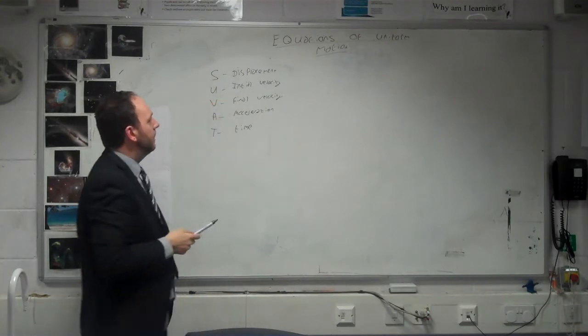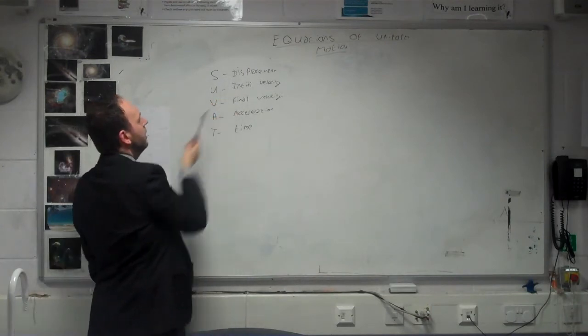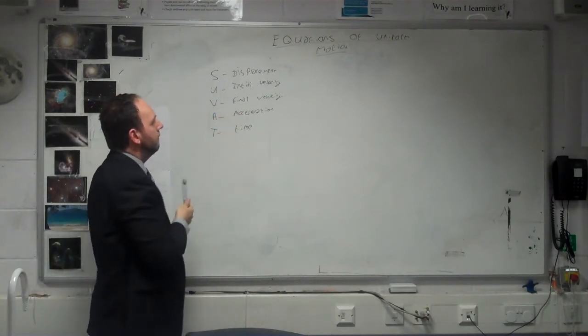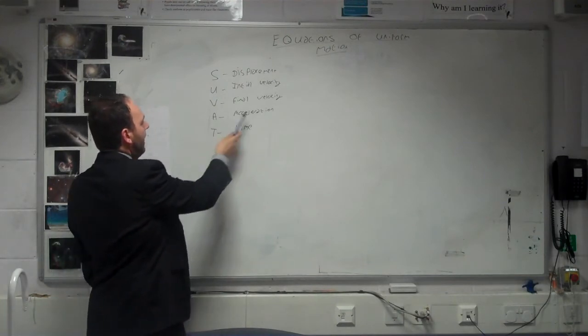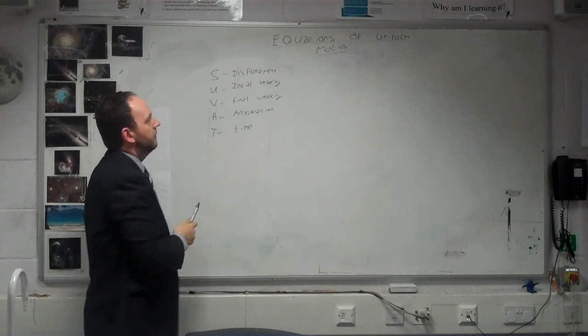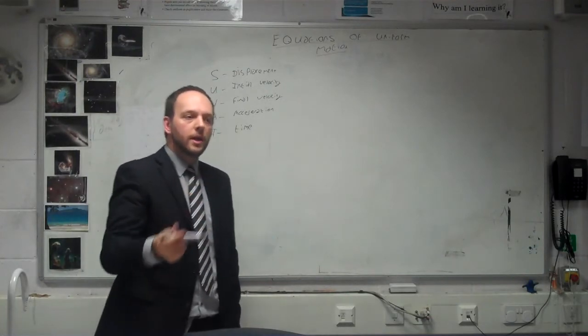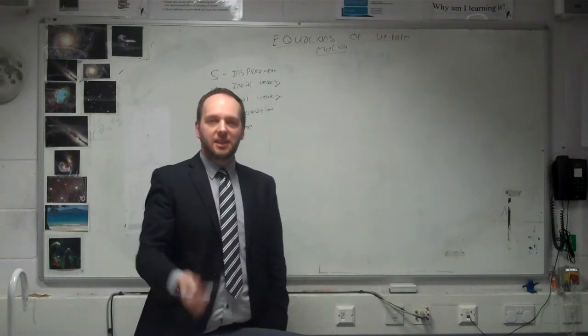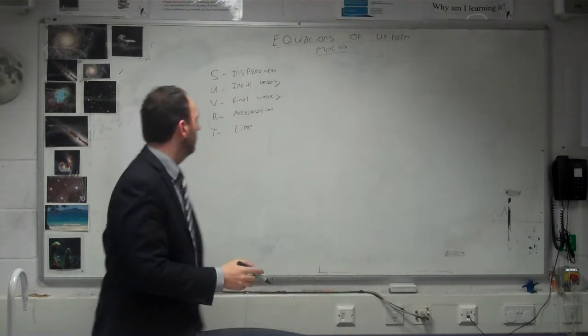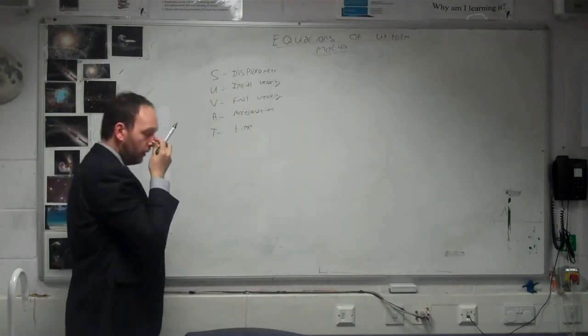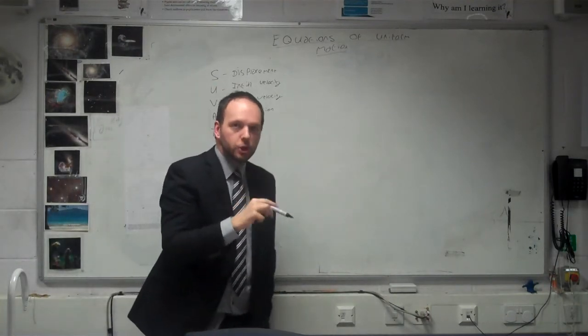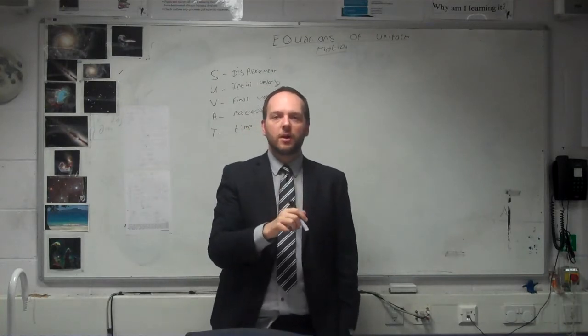S stands for displacement, U for initial velocity, V for final velocity, A for acceleration, T for time. They're called the equations of uniform motion or equations of linear accelerated motion. That's all a bit of a mouthful. I call them SUVAT.